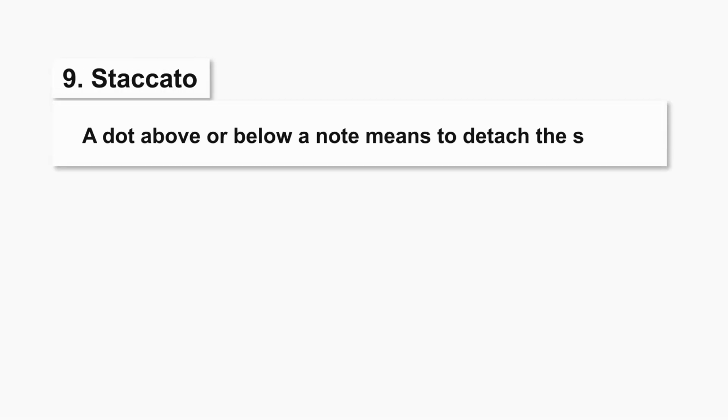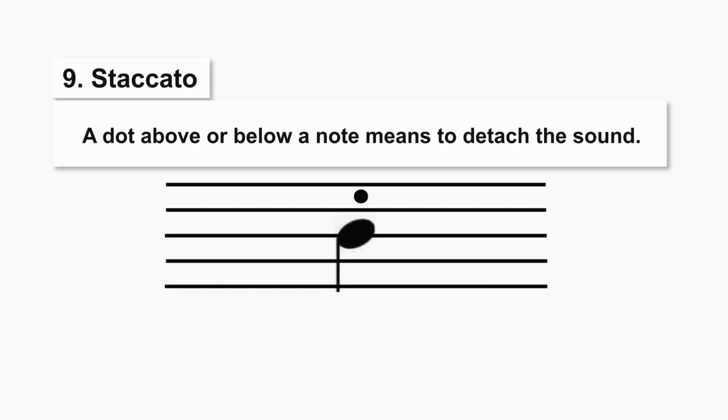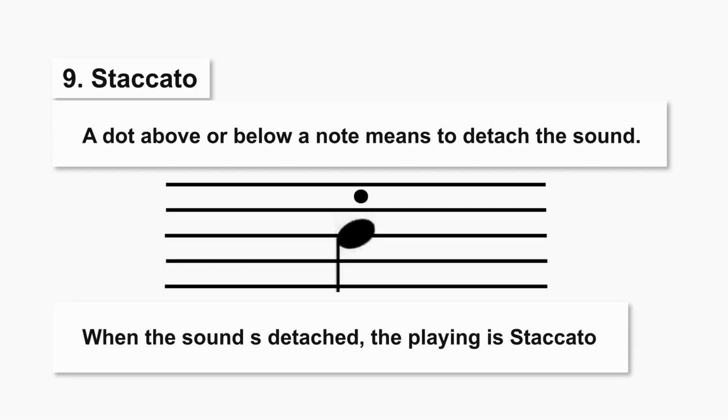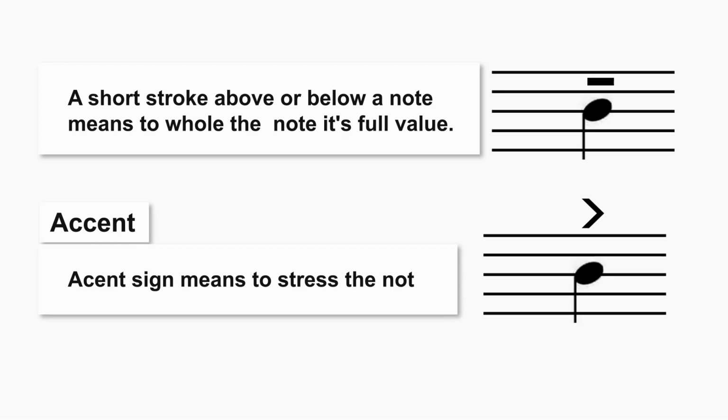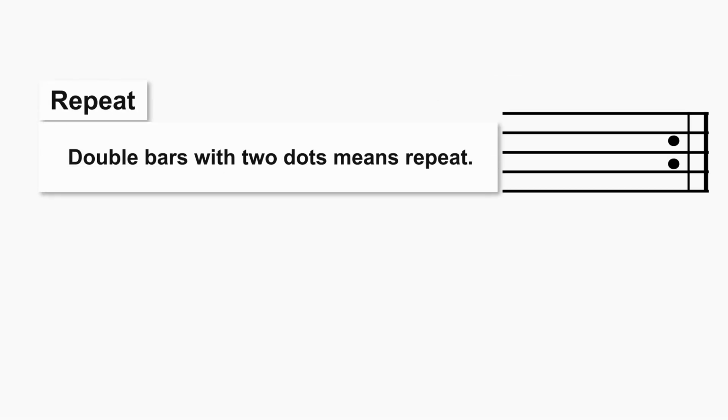Number nine, a dot above or below a note means to detach the sound. When the sound is detached, the playing is staccato. A short stroke above or below a note means to hold the note its full value. An accent sign means to stress the note. And the last one for today, double bars with two dots means repeat.